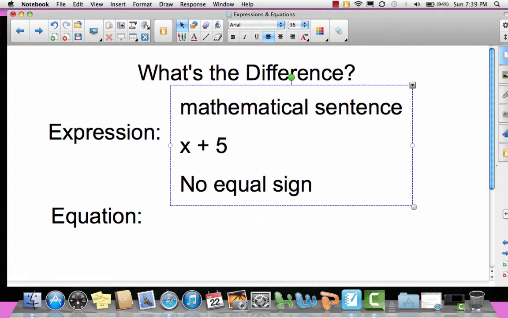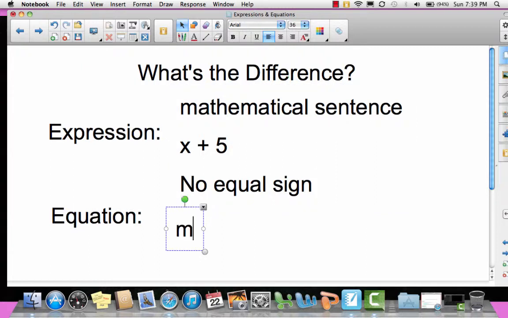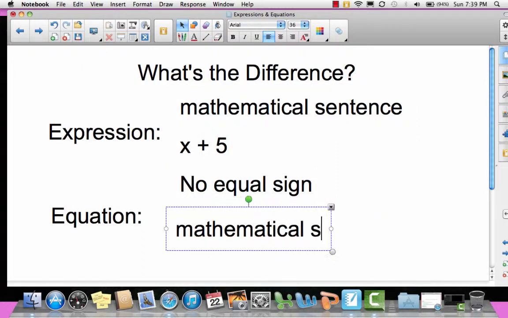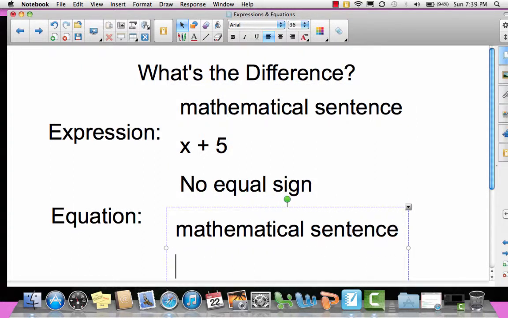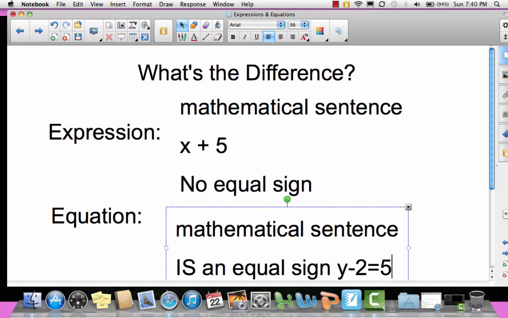An equation is also another type of mathematical sentence, and the big difference is that there is an equal sign. So an example could be y minus 2 equals 5. And in this video, we're really just focusing on our expressions.